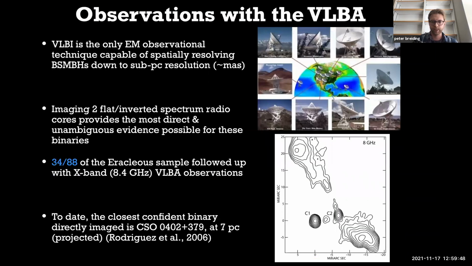So for the case of what people count as one of the best evidence for a binary from these VLBI observations is this guy here, this CSO 0402 candidate. You can see C1 and C2 are two flat spectrum cores that they imaged at multiple frequencies. They also did proper motion tracking for this object, where they found evidence for a binary based on its proper motions. So I think you want multiple different lines of evidence that are all going in the same direction.